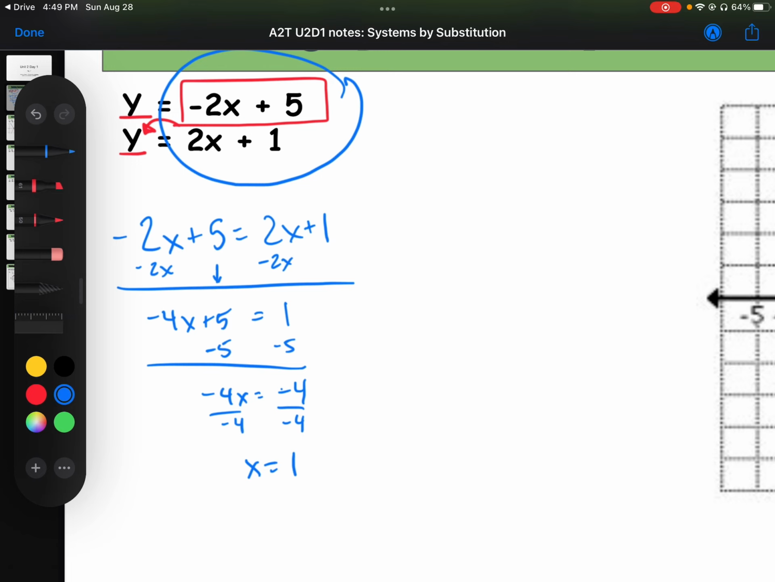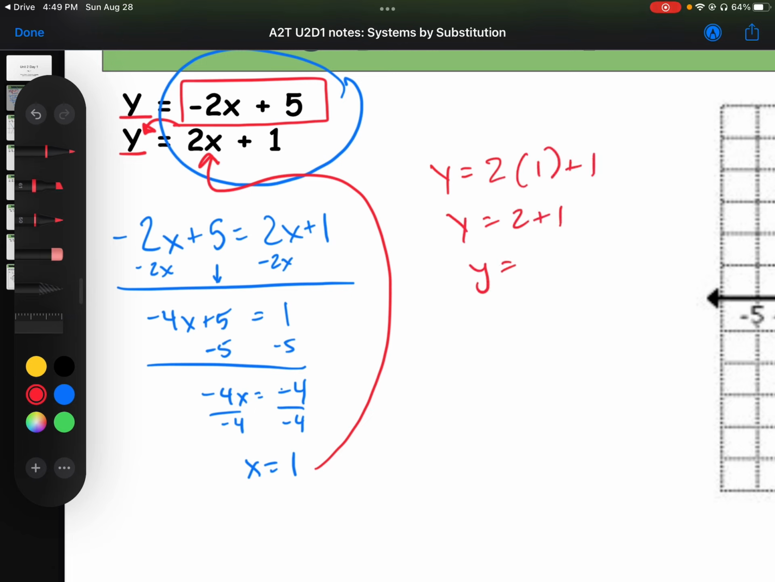Then I'm going to take that, plug that back into either equation for x. Y equals 2 times 1 plus 1. So y equals 3. Now these go together. They're both part of our answer. It's an ordered pair 1, 3.